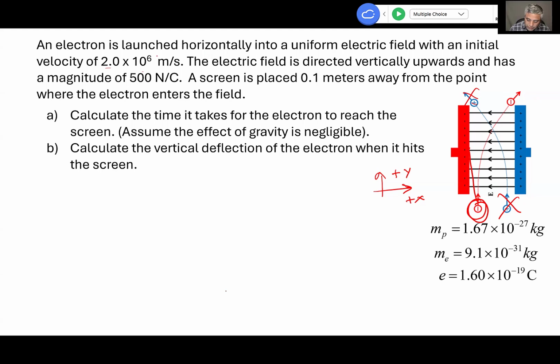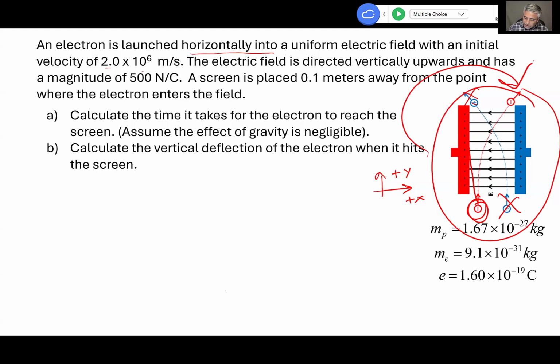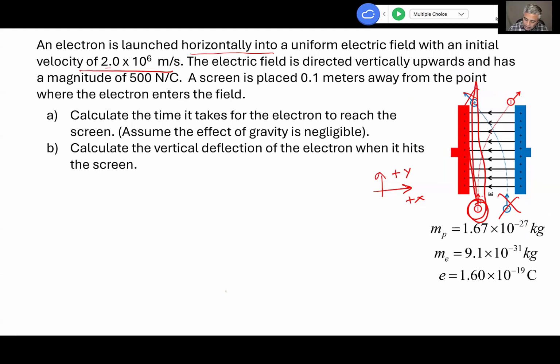Initially, oh, it says horizontally. So which one is our horizontal? Maybe I should have turned this one 90 degrees on the slide. But anyway, horizontally does not matter. You can say, okay, this direction is horizontal. So let's say this. Usually we say, okay, that is the x and that is y. So let's do that, okay? So it's the axis.